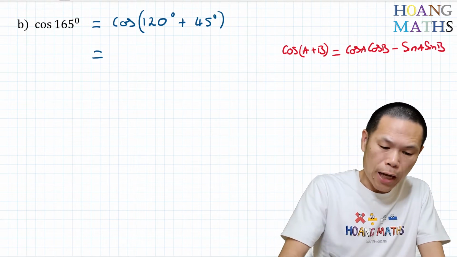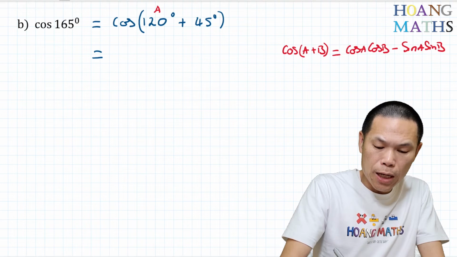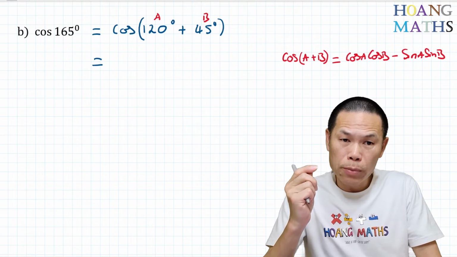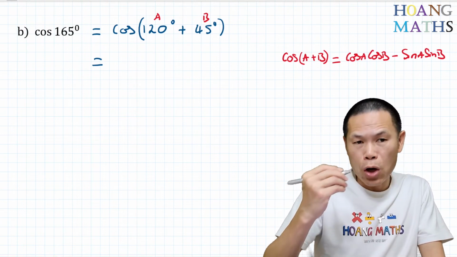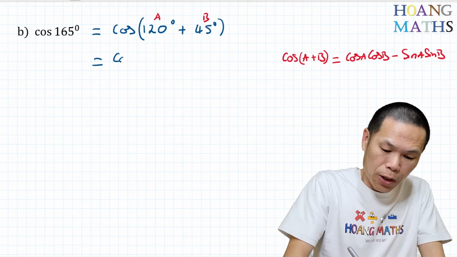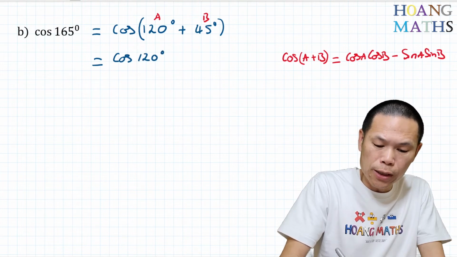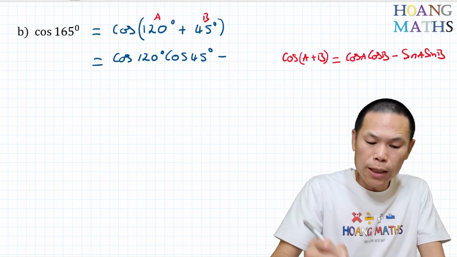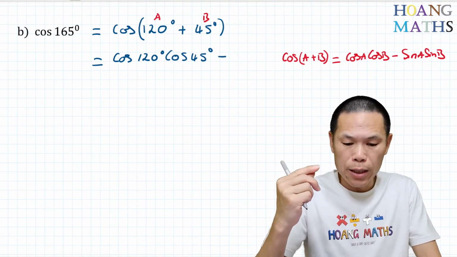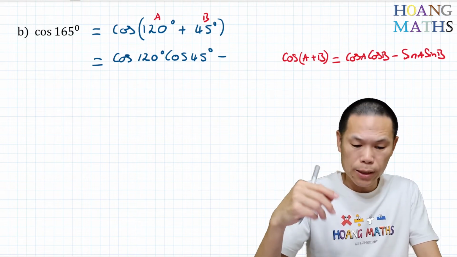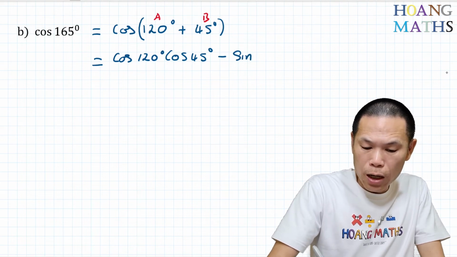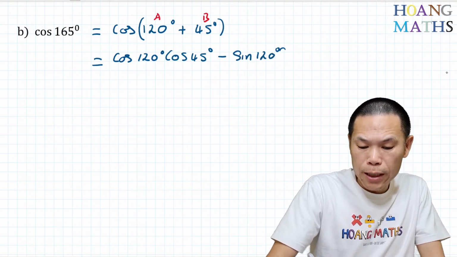So now A is 120 degrees, B is 45. This means cos A cos B is cos of 120 degrees times cos of 45 degrees. And then we minus sine A sine B, that is sine of 120 degrees and sine of 45 degrees.